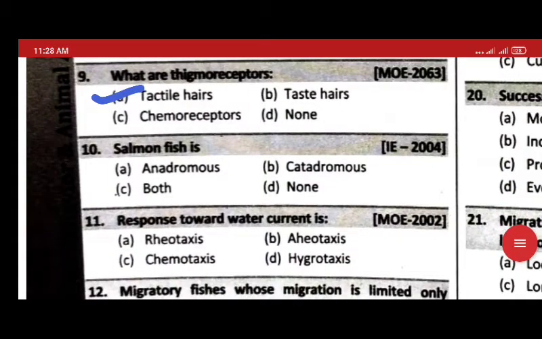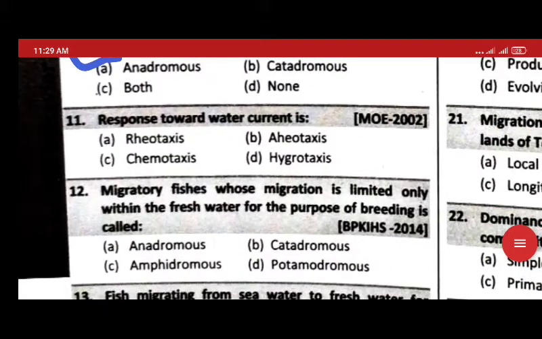Now salmon fishes. Salmon fish migrate for sexual reproduction, and this comes under anadromous. Now 11, response towards water. So water current is called what? Rheotaxis.